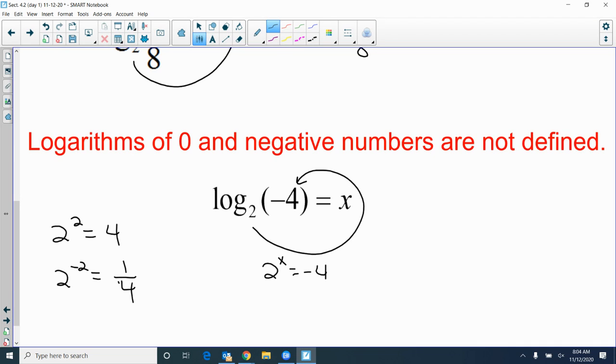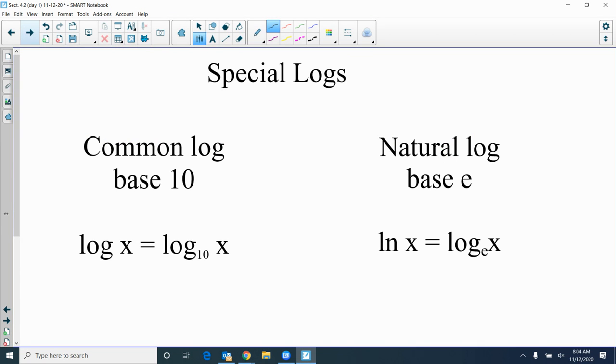So you cannot take the log of a negative number. You cannot take the log of 0. We cannot take 2 to a power to equal 0. So that's going to be a pretty big fact as we move forward. All right, you've got 2 kind of special logs. I'll go on to the next page.